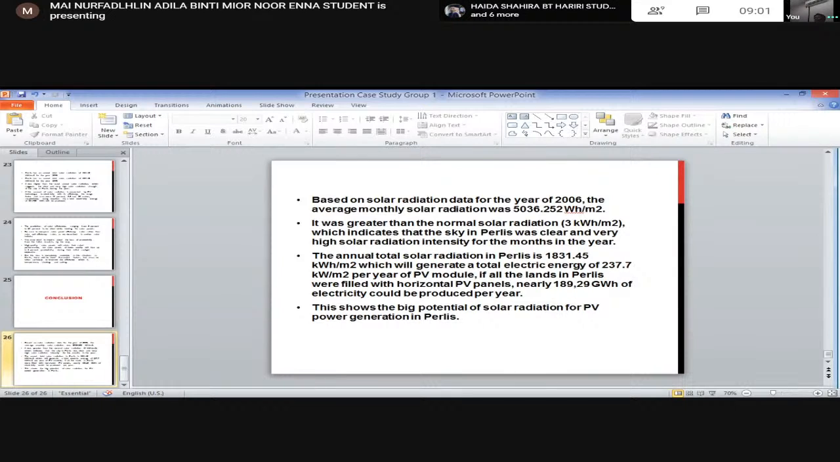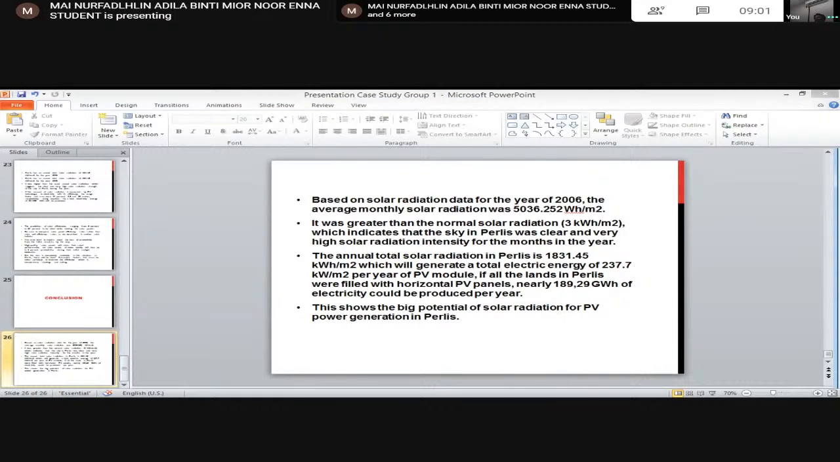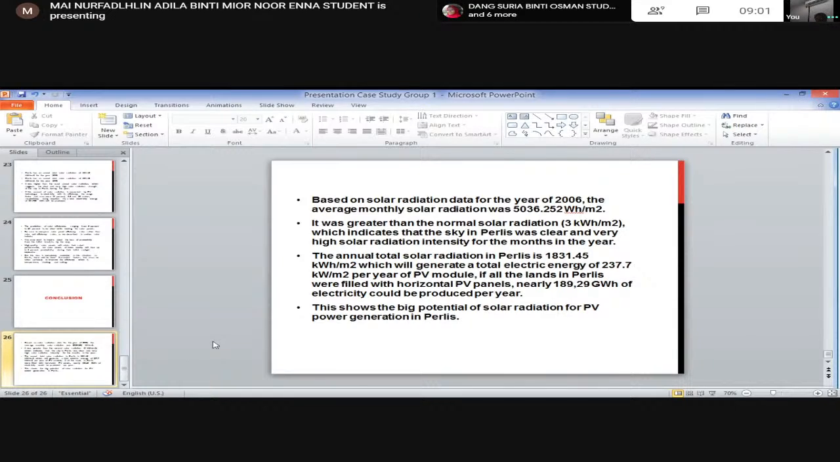The annual total solar radiation in Perlis is 1831.45 kilowatt hour, which will generate a total electric energy of 237.7 kilowatt hour per year of the photovoltaic module. If all the land in Perlis were filled with horizontal PV panels, nearly 189.29 gigawatt hour of electricity could be produced per year. This shows the big potential of solar radiation for power generation in Perlis.